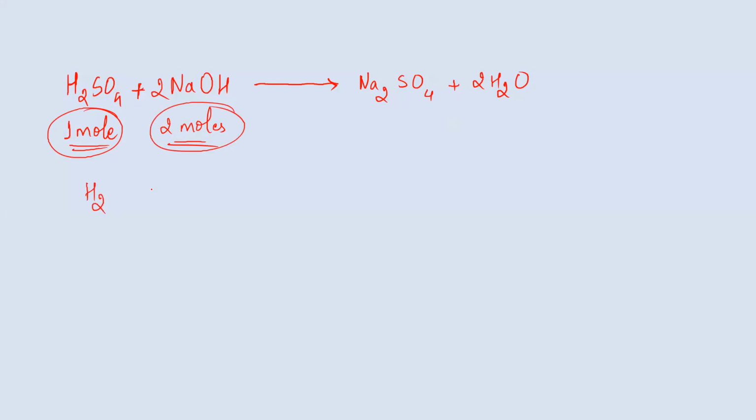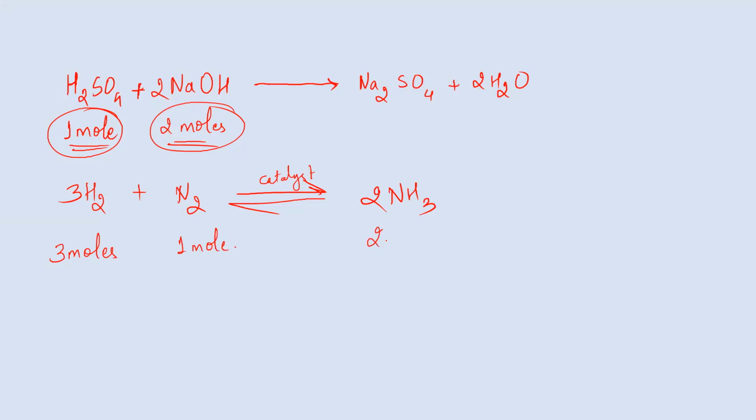For another example, say H2 plus N2 will give you, it's a reversible reaction, it is going to give you ammonia. It requires a catalyst also. It's not a very easy reaction. So now if you try to balance it, then if you look at this, this is 3 moles, this is 1 mole. And how many moles of product did you get? You got 2 moles of product here. Here you will see that the number of moles are not the same when you talk about the reactants.